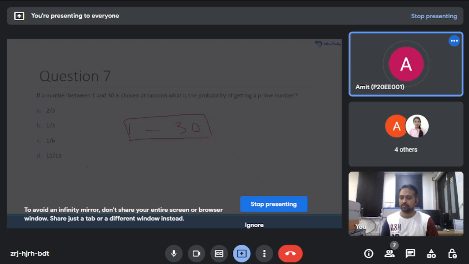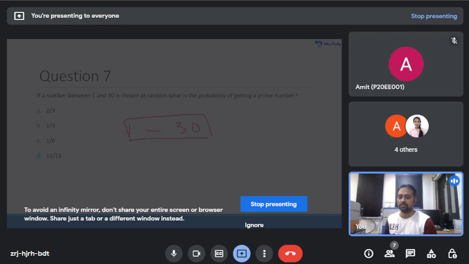One by three. Okay. So how? Total prime numbers from 1 to 30 is 10, and the total possibilities are 30. 10 divided by 30, that is 1 by 3. Good. Very good. So can you tell the prime numbers that we have between 1 and 30?